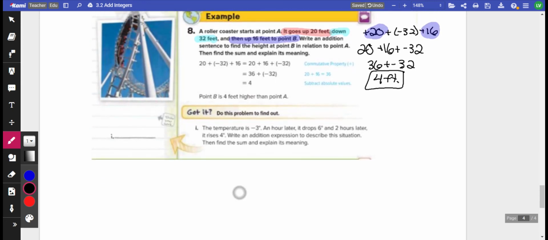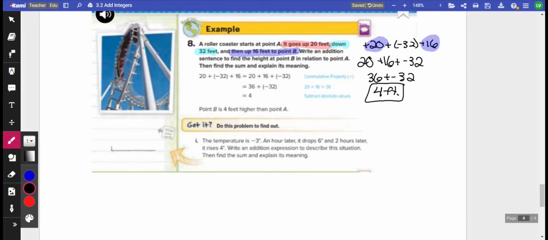All right, so let's try this problem to find out if we understand it. The temperature is negative 3 degrees. An hour later, it drops 6 degrees. And 2 hours later, it rises 4 degrees. Write an addition expression to describe this situation, then find the sum and explain its meaning.